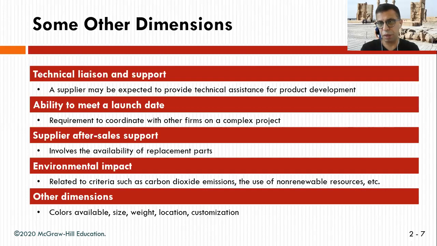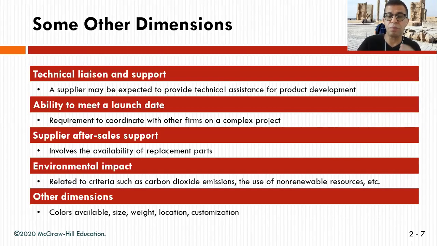As we say, there is a pure product, a product with a service, a service with a product, and a pure service. So let's say you're providing your product with a service, and your service is technical assistance for product development and all these things. Ability to meet the launch date: the requirement of coordinating with other firms on a complex project, so they know when you're supposed to deliver, so they can set up their own line of production, or produce before you to supply you, all these things.